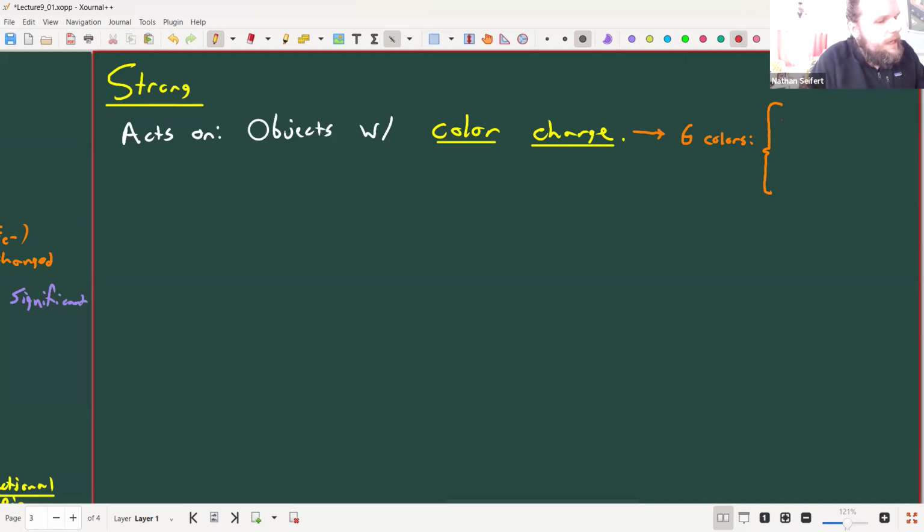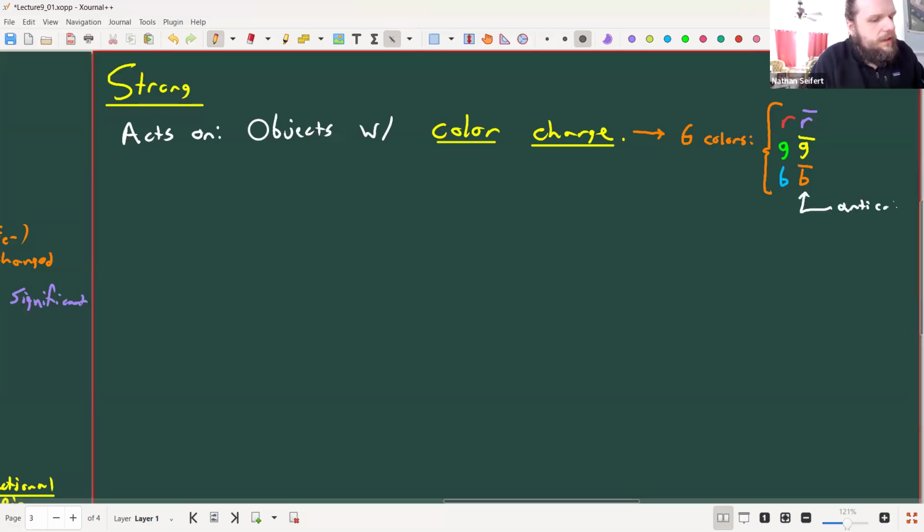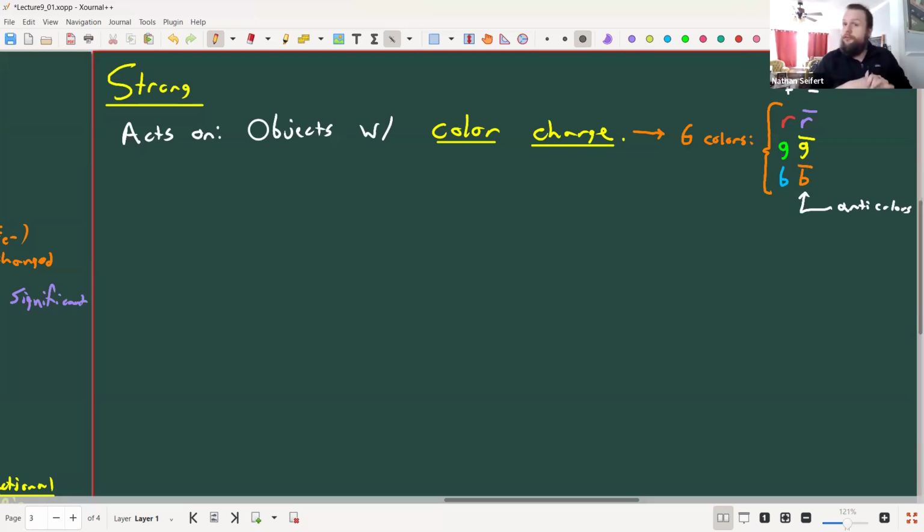All right, there's red, there's green, and there's blue. And then there's the corresponding anti-colors, as they're called. So there's anti-red, there's anti-green, and what would this one be? Anti-blue. I don't know what anti-blue is. We'll do this instead. These are the anti-colors. So you can think of this as being positive and this negative if you want. And there's three of them instead of just one.